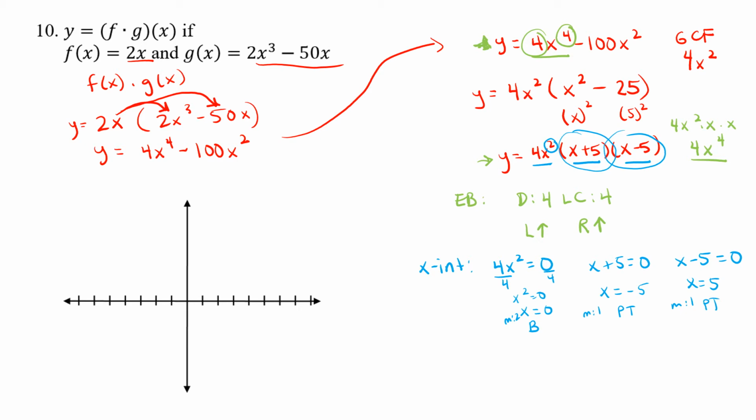And from that right there, we can put our x-intercepts on our graph. We have one at 0, and at 0 we know that it's bouncing. We have one at negative 5, and at negative 5 we know that it's passing through. And we have one at positive 5 that's also passing through.